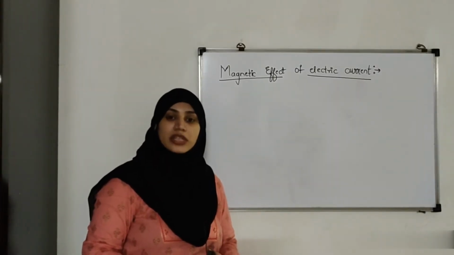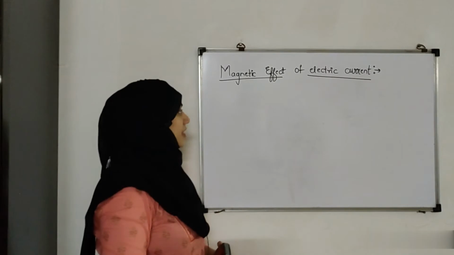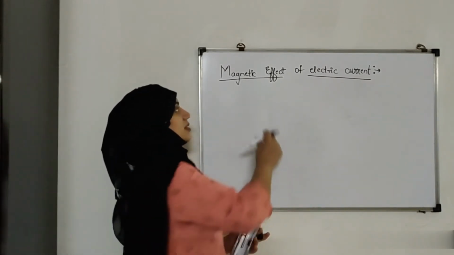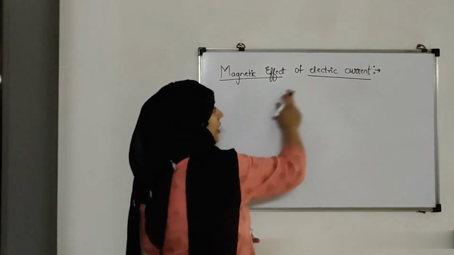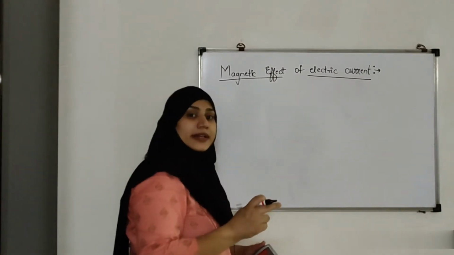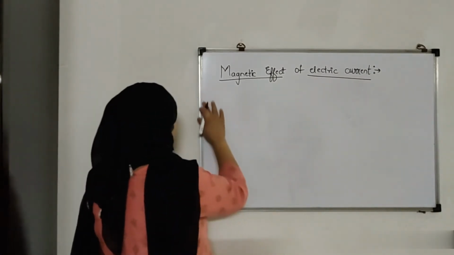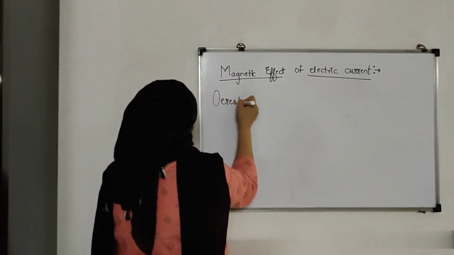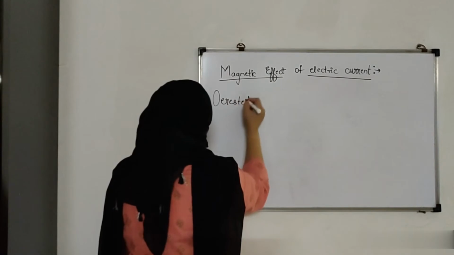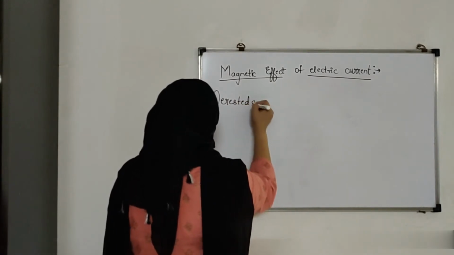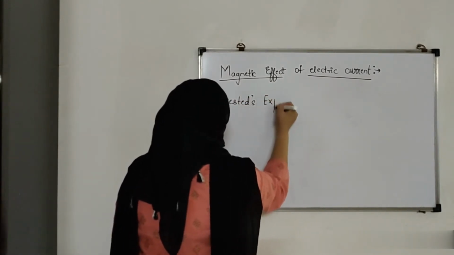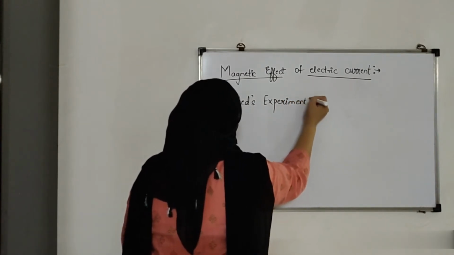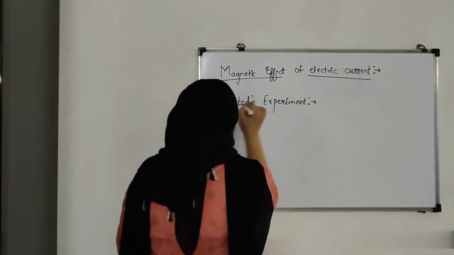So we are starting with a new topic named magnetic effect of electric current. In this topic we are going to see how magnetism and electric current are related to each other. This was given by Ørsted, a scientist. He performed an experiment which shows the connection between magnetism and electricity.